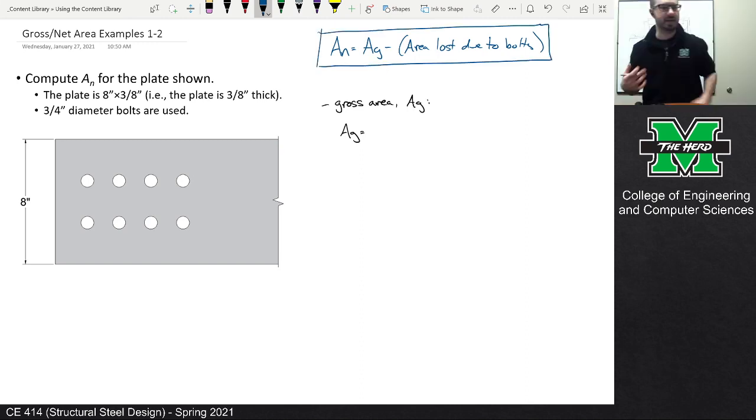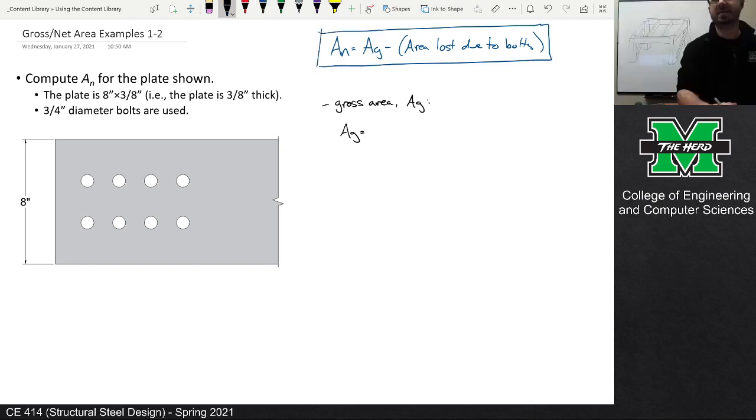So the gross area, and everybody, I've seen this in chat, it's right. We know that the plate is 8 by 3/8 of an inch. So it's just 8 inches times 3/8 of an inch, and that is 3 square inches.